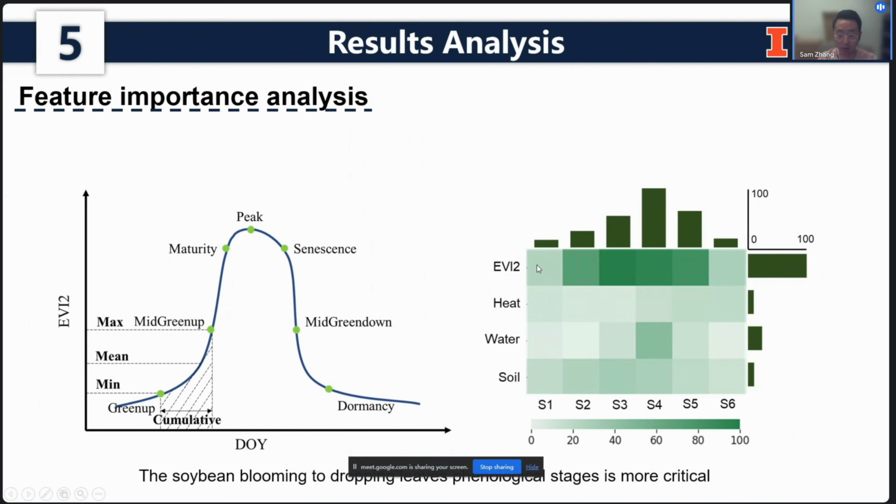If we look at the different feature groups, EVI2 definitely has higher importance, which makes sense because EVI2 can directly relate to the crop biomass, which has a very strong link to the crop yield. And if we look at the horizontal axis, you can see that S3, S4, and S5, those three stages, are more important than the other stages. Those three stages are usually related to soybean blooming and the leaf dropping stages. So those stages are very important for crop yield formation, which makes a lot of sense with our domain knowledge.